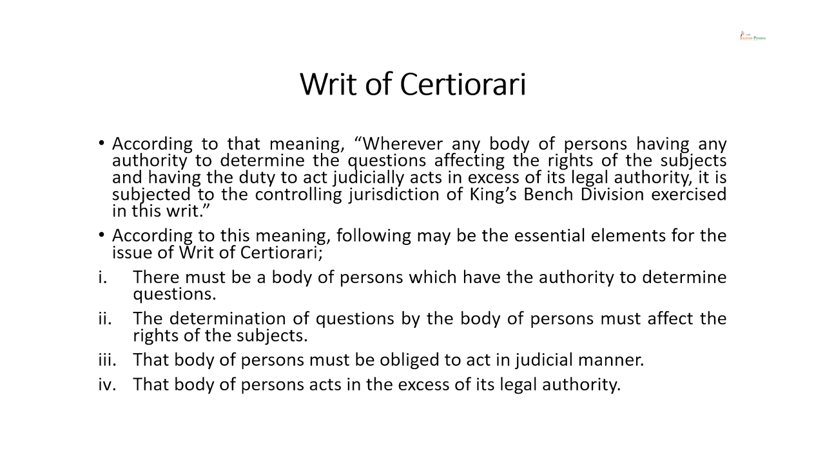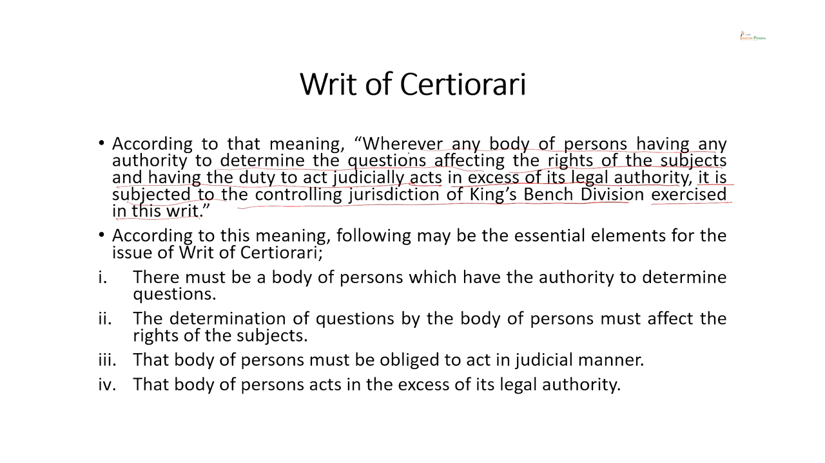Again, we can see the meaning which was given by Lord Atkin in the case of Electricity Commissioner. According to that meaning, wherever any body of persons having any authority to determine the questions affecting the rights of the subjects and having the duty to act judicially acts in excess of its legal authority, it is subjected to the controlling jurisdiction of King's Bench Division exercised in this writ. There are three important parts of this meaning given to the writ of certiorari by Lord Atkin.